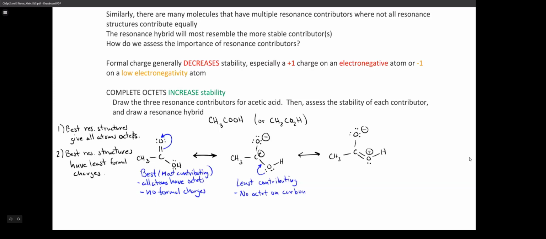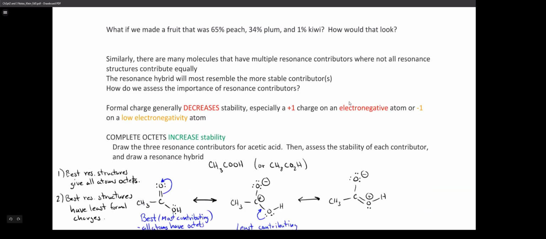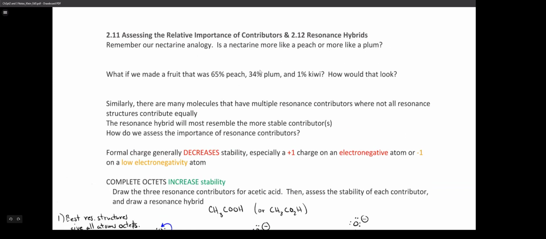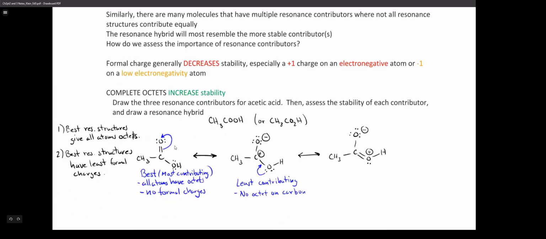In other words, remember when we were talking about our example here of 65% peach, 34% plum, 1% kiwi, this would be the peach part, so to speak. All right, this is the most important one. This is the least important one. So the hybrid is going to look more like which one than any of the others, theoretically. More like the one on the left.